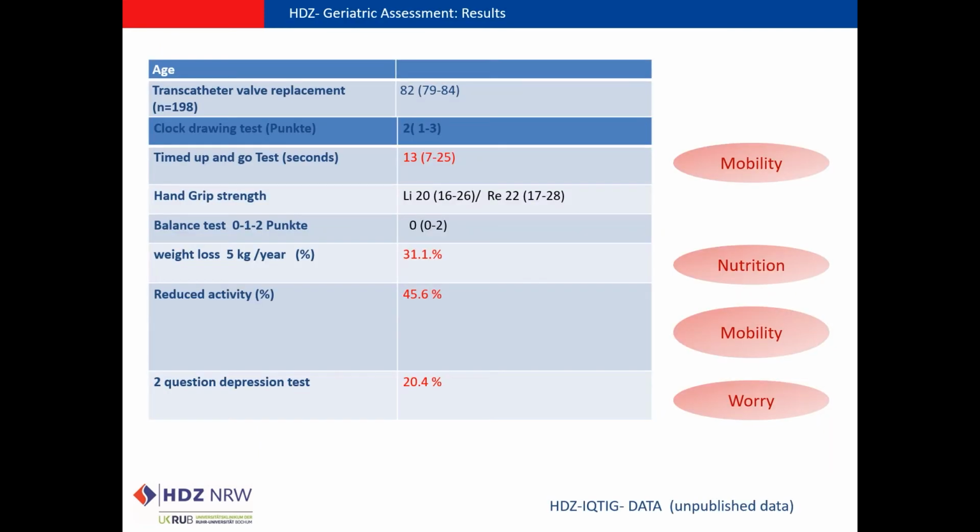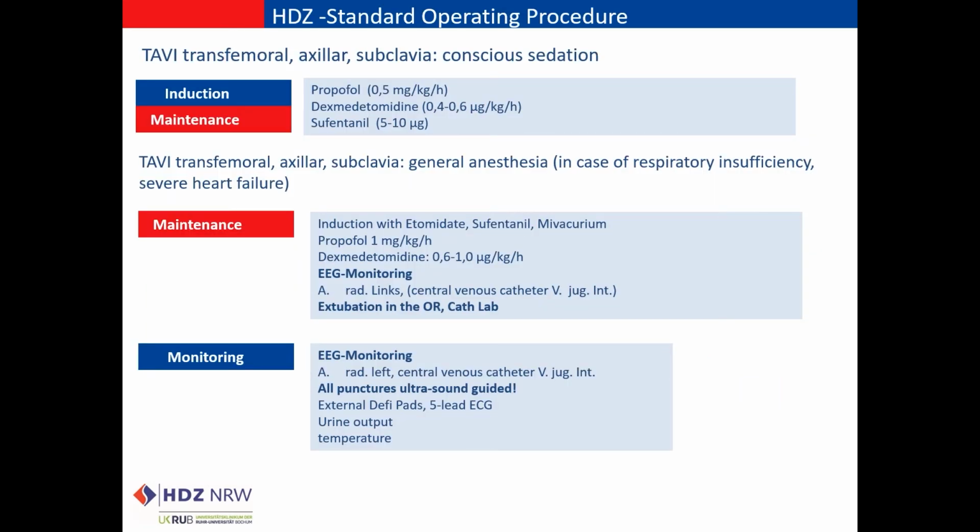And here you see the geriatric assessment, several results in our hospital, and you see there are 3 factors that are severely impaired. This is mobility, nutrition, and worry. And here I present you our standard operating procedure for TAVI transfemoral, which is conscious sedation with propofol, dexmedetomidine, and a small sufentanil bolus. In case of respiratory insufficiency or severe heart failure, several patients undergo the procedure with general anesthesia. All patients are induced with etomidate to ensure maximal hemodynamic stability.